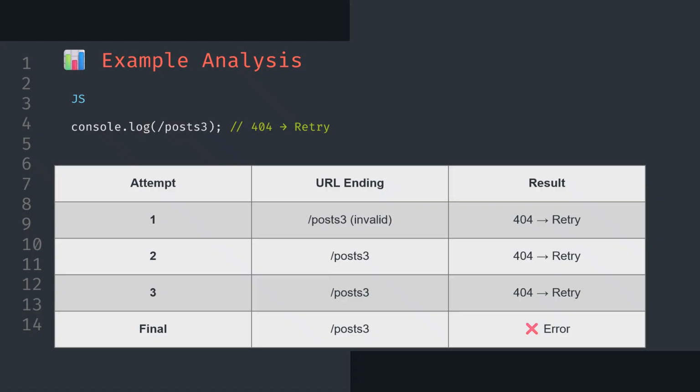With the bad endpoints like post 3, all retries fail. We see logs for each attempt and a final failure message. Using a valid endpoint like posts, we get JSON on the first try. This proves our logic handles both parts very well.